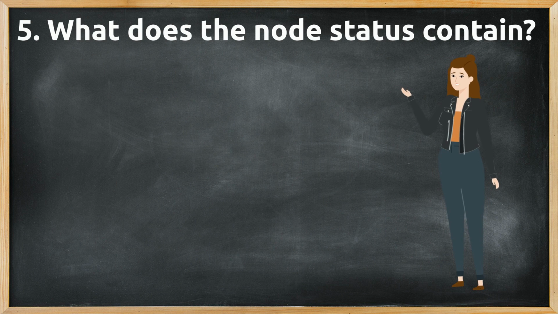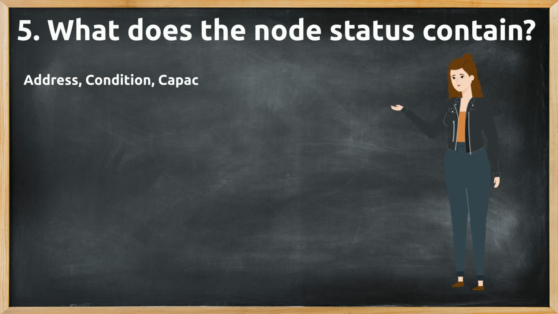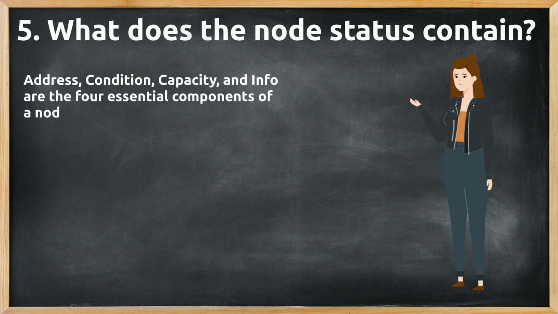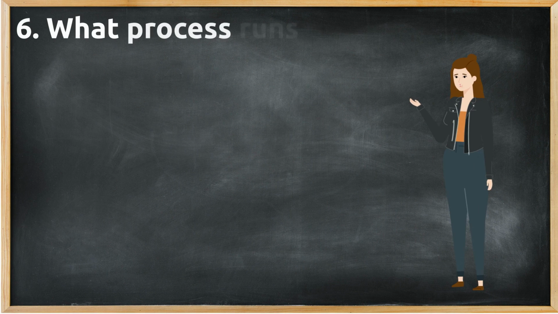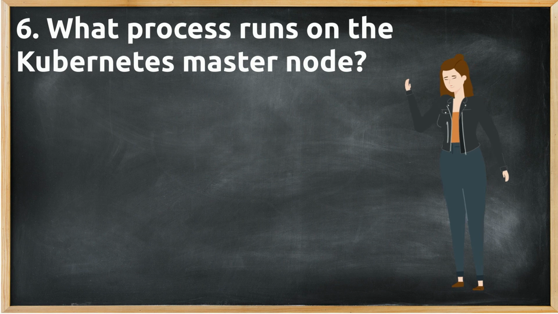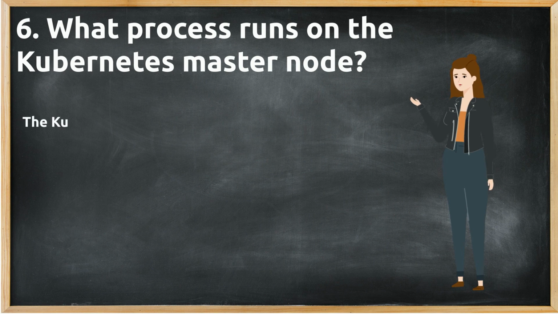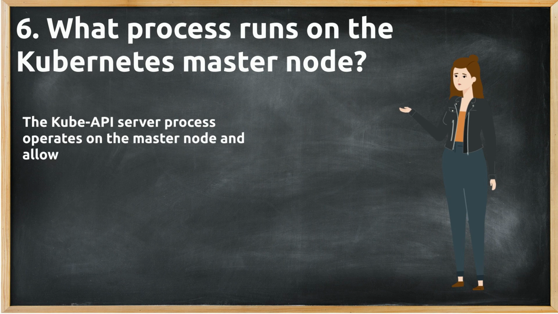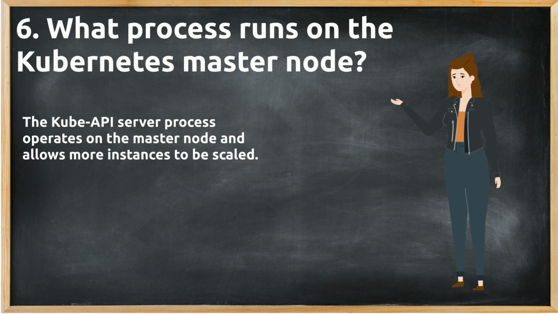5. What does the node status contain? Address, condition, capacity, and info are the four essential components of a node status. 6. What process runs on the Kubernetes master node? The Kube API server process operates on the master node and allows more instances to be scaled.